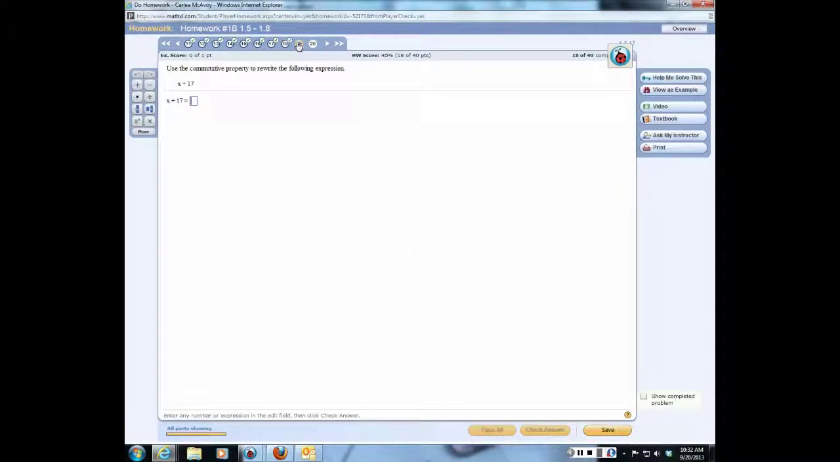Alright, use the commutative property to rewrite the following expression. In words, the commutative property, I'll write it down because if I say it, I'll say it too fast.